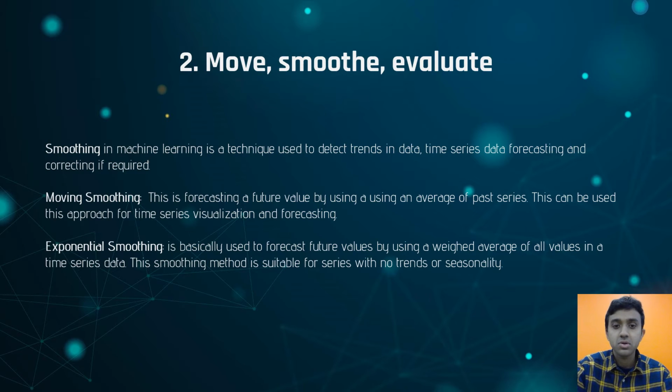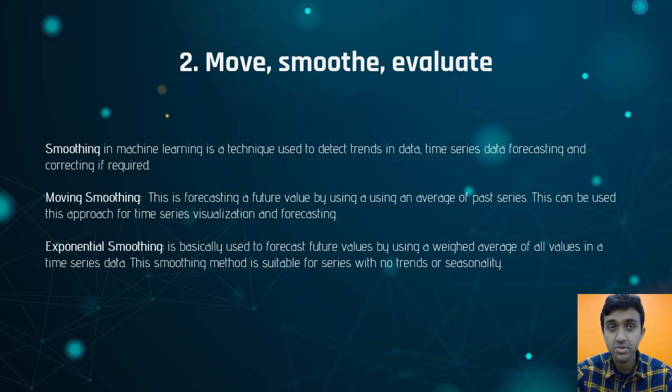Hi, so moving on to the move, smooth, and evaluate functions of time series. Smoothing in machine learning is a technique that is used to detect the trends in the time series, and if correcting is required, then we can use that function as well. So moving to the next one, the moving smoothing. So this is a forecasting.